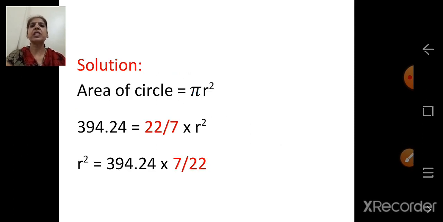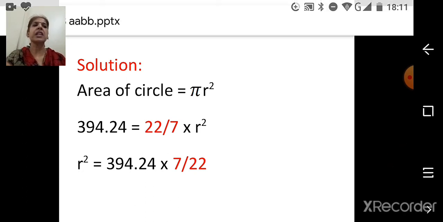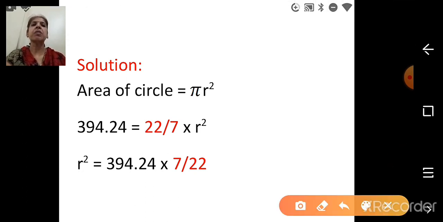So first we will write solution. Area of circle. What is the formula to find the area of a circle? Area of circle is equal to pi r square. So now substitute the value. In place of area, 394.24 is equal to 22 upon 7 into r square. Substitute the values.